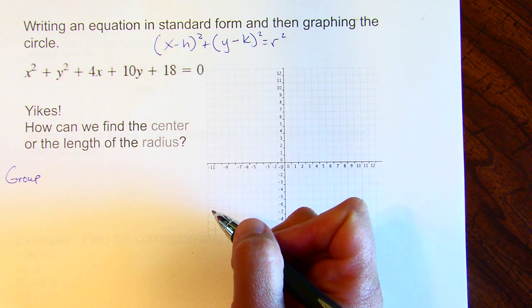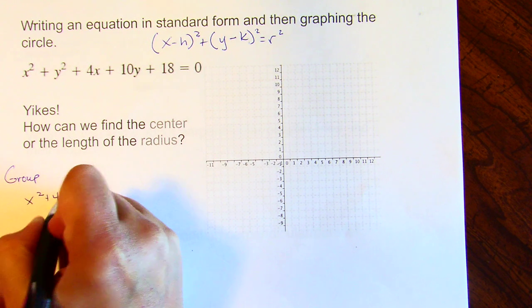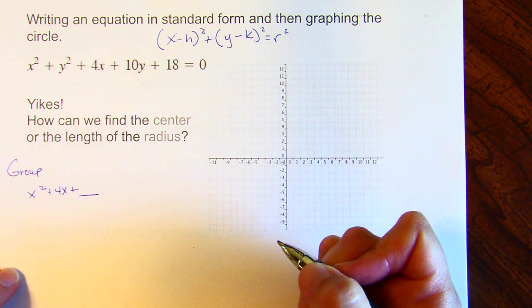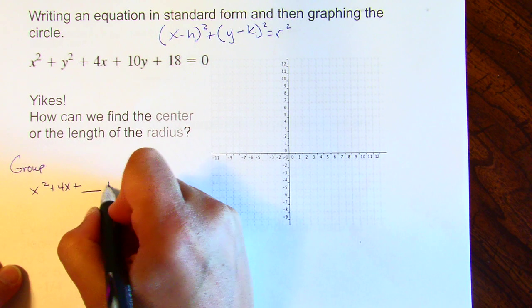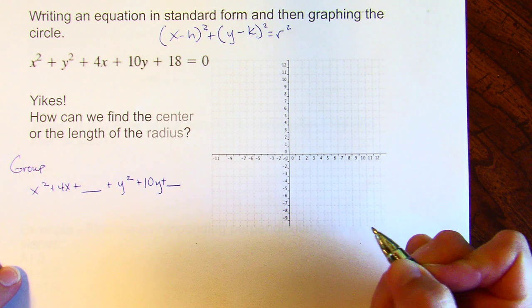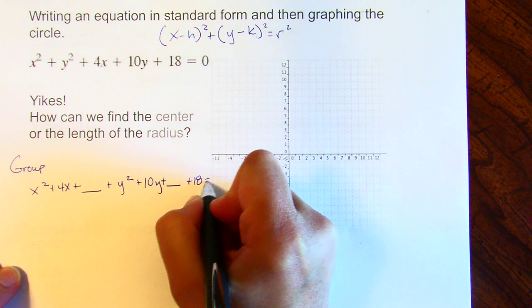And then we want to group the whole numbers. So I'm going to rewrite the problem with my x's put together. And I'm going to put a little space after the x's because we're going to complete that square. I'm going to then put my y's, y squared and 10y, plus another little space. And I have an 18, so I'll just write that out there, equals 0.